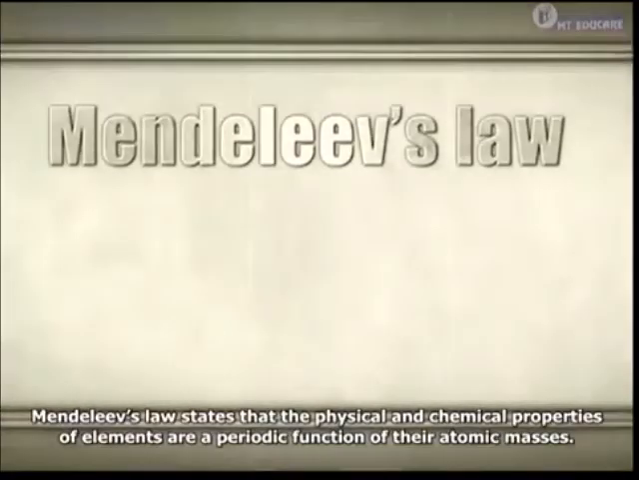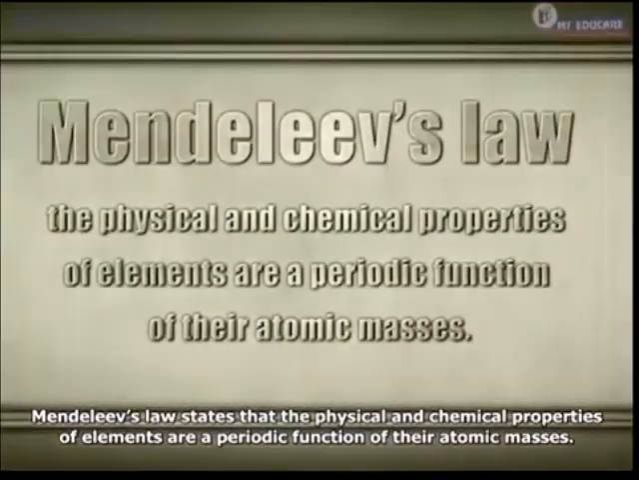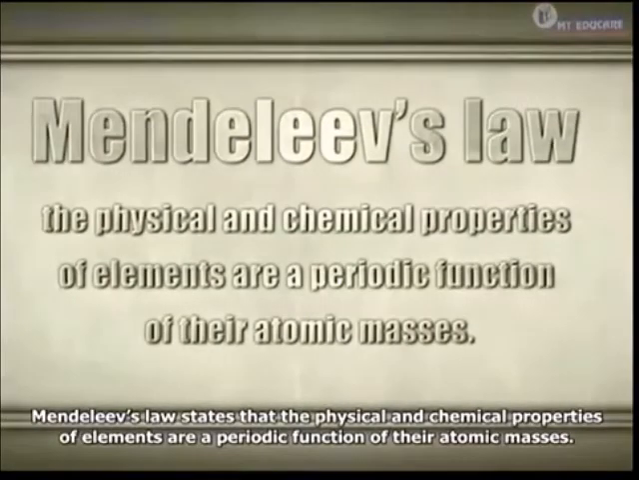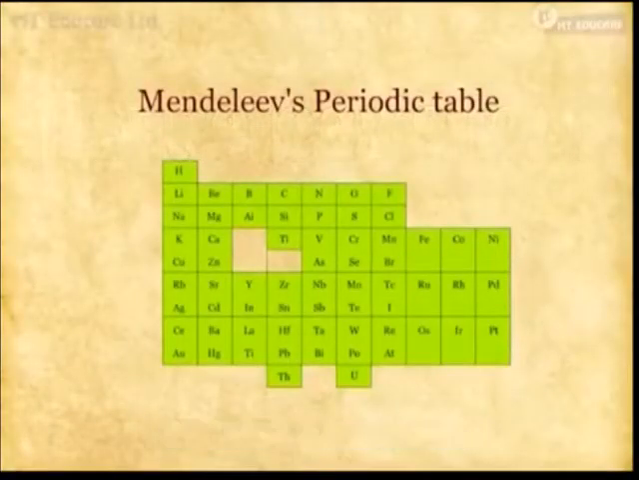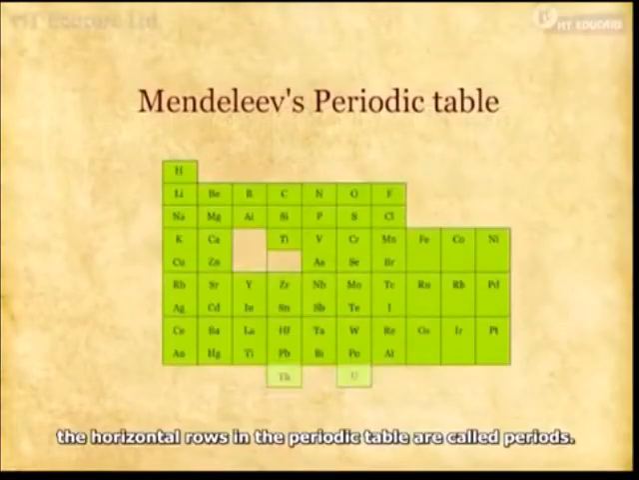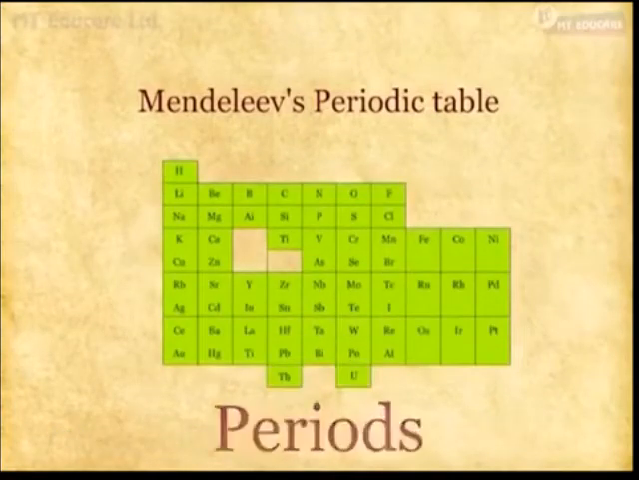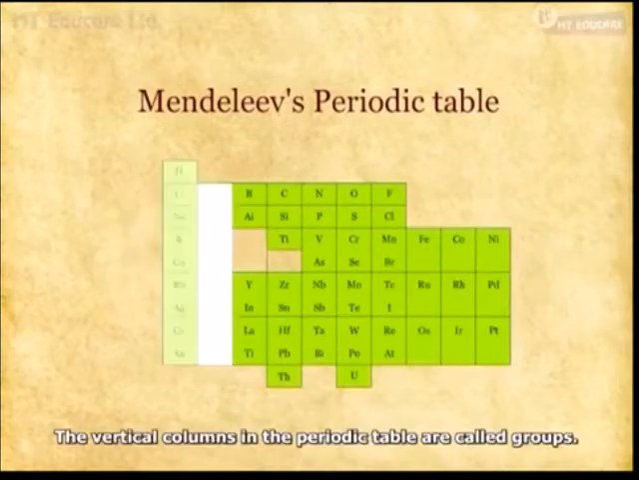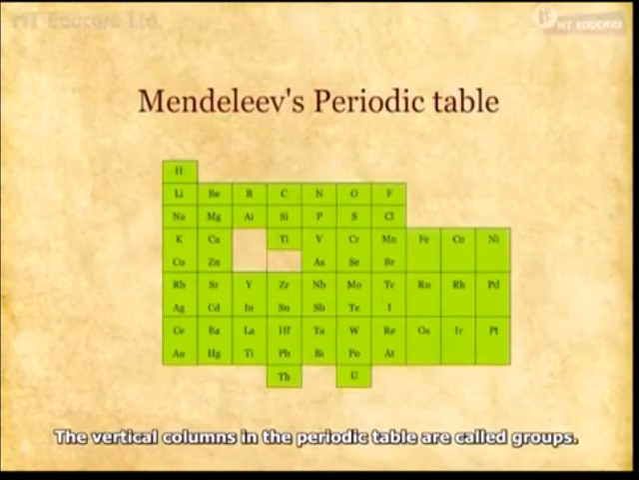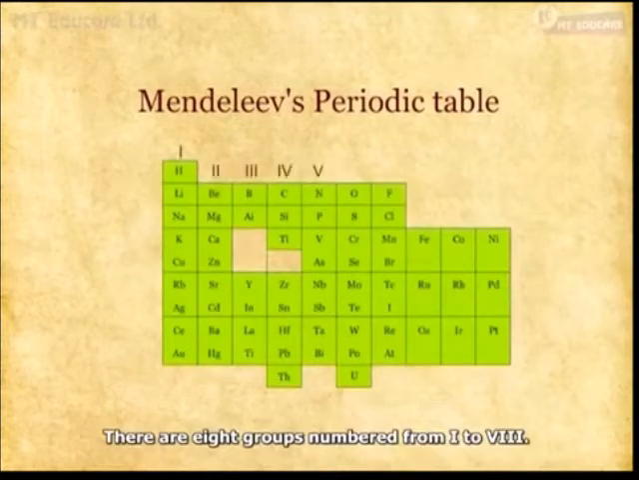Mendeleev's law states that the physical and chemical properties of elements are a periodic function of their atomic masses. In the Mendeleev's periodic table, the horizontal rows in the periodic table are called periods. There are in total 7 periods. The vertical columns in the periodic table are called groups. There are 8 groups, numbered from 1 to 8.